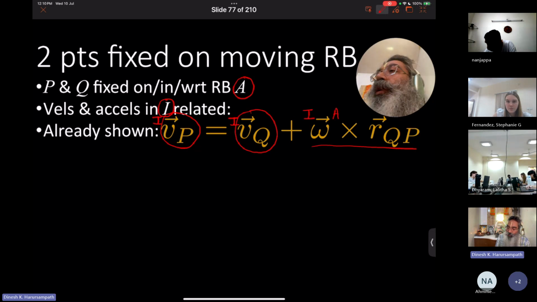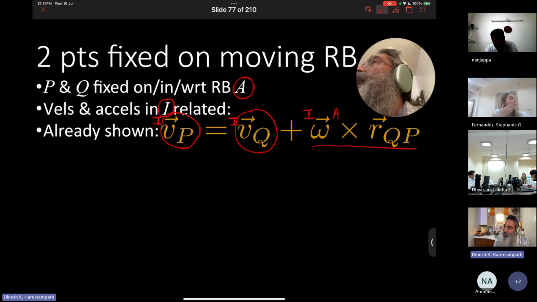Whereas for the position vector, you don't need to mention the frame of reference because it's the same in every frame of reference going from point Q to point P. It's the same vector R. It's only when you take the derivatives of R with respect to time or any other scalar quantity, you have to mention the frame, which is why velocity, for example, has to have the frame of reference. Okay, so this is something that we have already shown towards the end of last class.